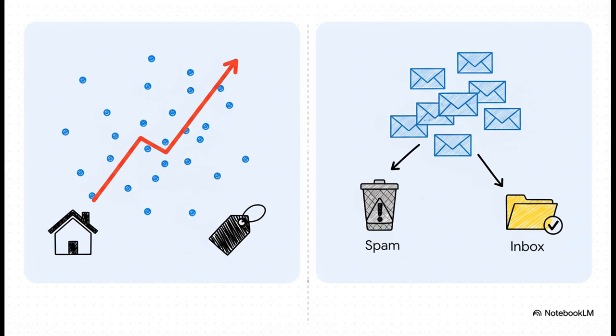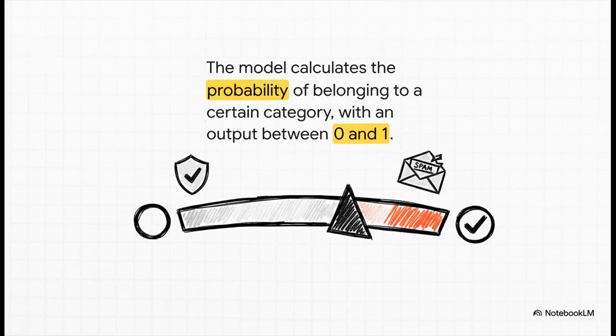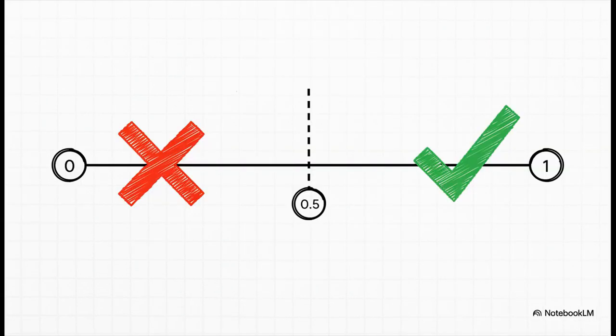So while linear regression predicts a continuous number, like a house price, logistic regression is built for a different job, predicting a category. The classic example is this email: spam or not spam? Instead of spitting out a number, it gives you a probability, a score that's always between 0 and 1. So it might tell you, hey, I'm 95% sure this email is spam, or I'm only 10% sure this credit card transaction is fraudulent.